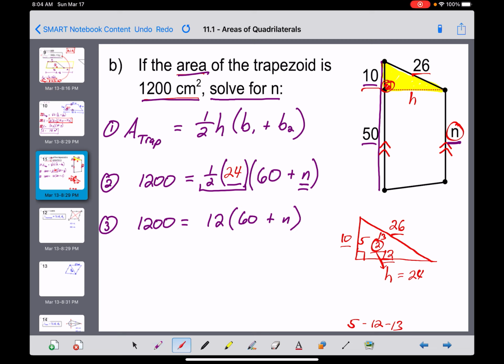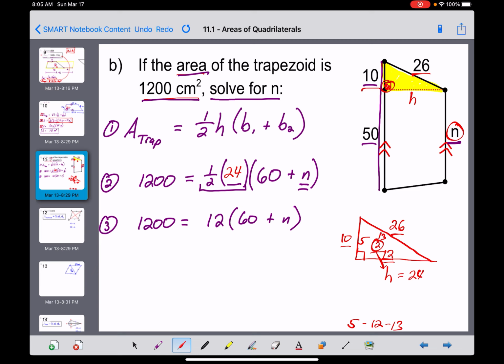And every single person in the room would tell me to distribute the 12. And I promise you that will work. However, there's a faster way to do this. Guys, we're trying to isolate the n, this variable right here. So putting more stuff on top of the n, like multiplying the n by 12, just creates one more thing I'm going to have to undo before I'm done with this problem.